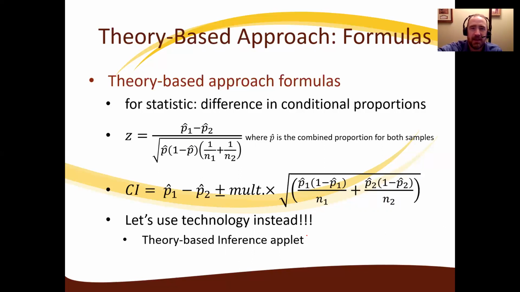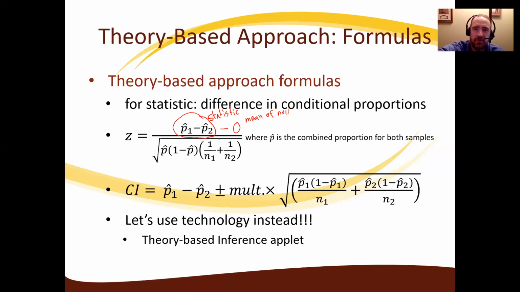So our statistic, if we're focused on the difference in conditional proportions rather than the relative risk or another statistic, this is what the formulas will look like. Our Z statistic, our standardized statistic, has the numerator here of our statistic. And then typically what we see for the standardized statistic is minus the mean of the null distribution. And for these studies, when we're looking at two proportions, the null hypothesis is always that the difference in the conditional proportions is zero. So the mean of the null distribution is always zero.